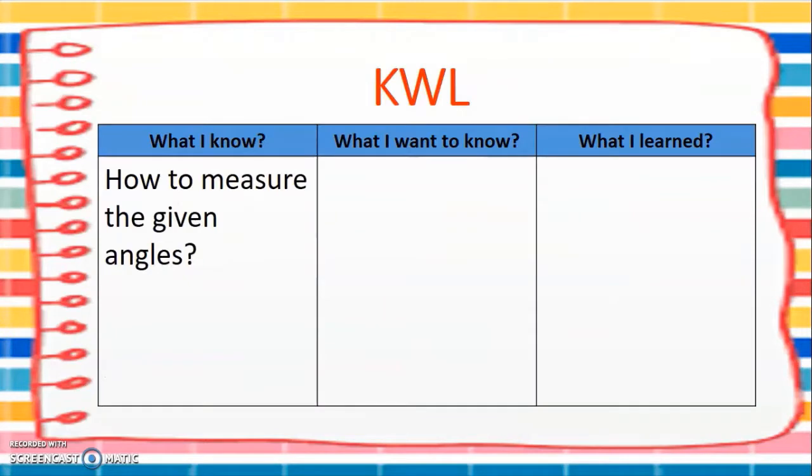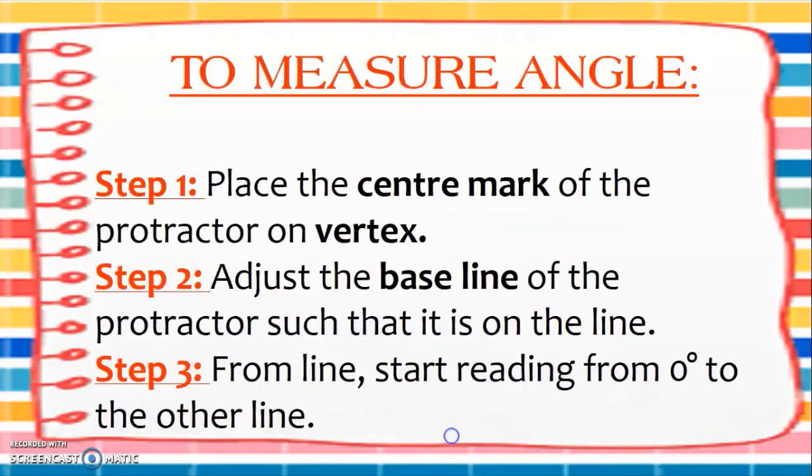How to measure the given angles? To measure an angle, step 1, place the center mark of the protractor on the vertex. Step 2, adjust the baseline of the protractor such that it is on the line. Step 3, from the line, start reading from 0 degrees to the other line.